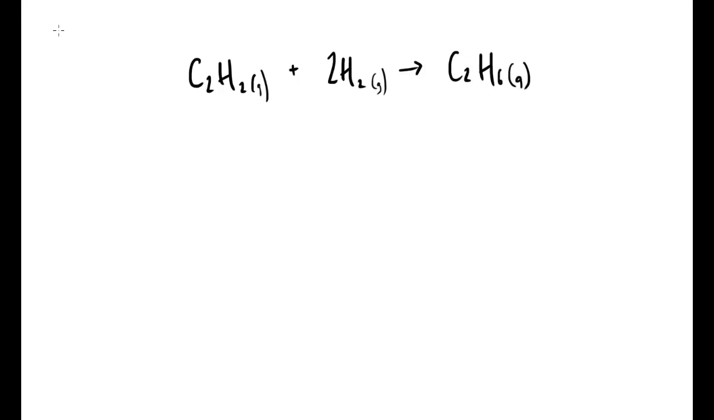Now ethyne is a hydrocarbon. It's one you don't really come across. It looks something like that, so a triple bonded carbon there. So this is ethyne, hydrogen, ethane. Okay, so I'll go down the bottom here.